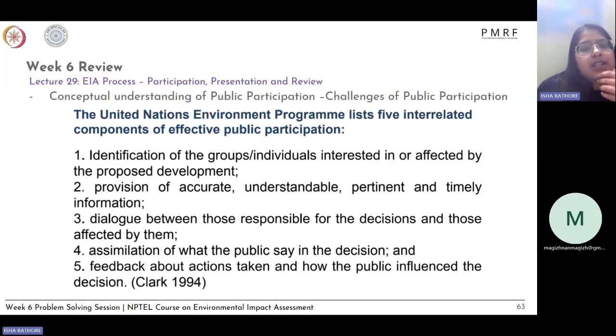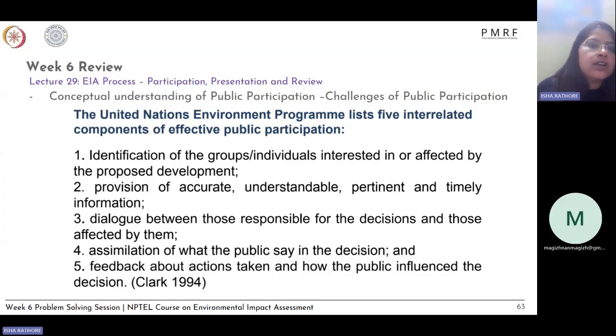We also have the United Nations Environment Program. It lists five interrelated components for effective public participation. These are the identification of groups or individuals interested in or affected by the proposed development. Second is the provision of accurate, understandable, pertinent, and timely information. Third is establishing a dialogue between those responsible for the decisions and those affected by them. Fourth is assimilation of what the public says in the decision. And fifth is feedback about actions taken and how the public influenced that decision. So, this is UNEP's five interrelated components for effective public participation.